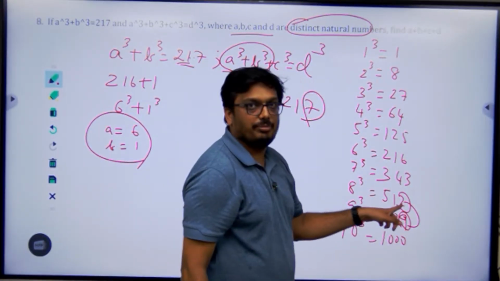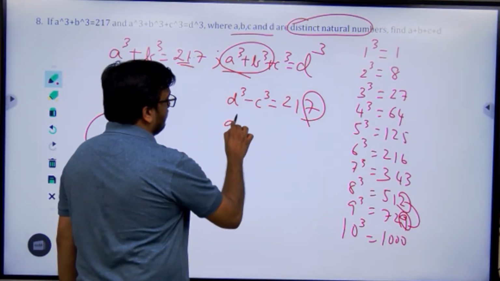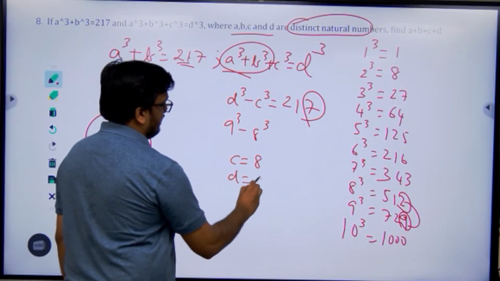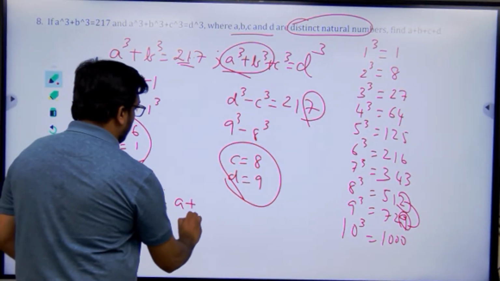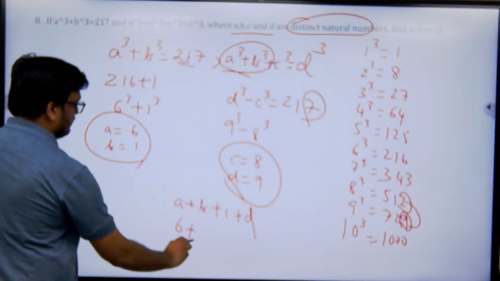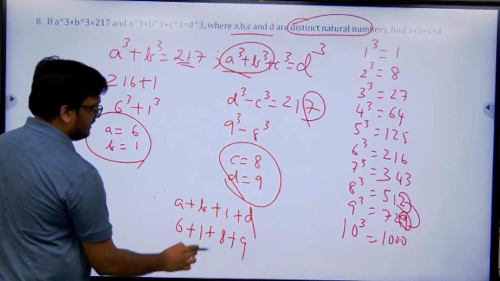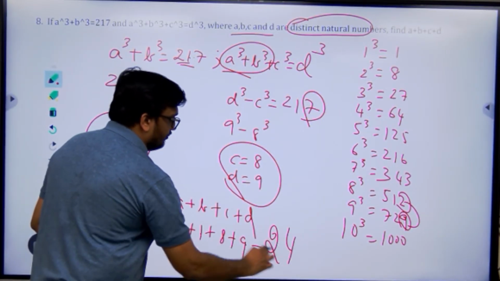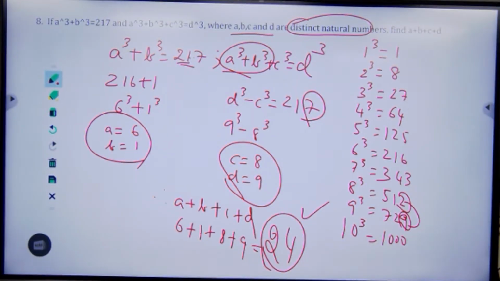9 minus 2, 7 means 729 minus 512 is 217. That is 9 cube minus 8 cube. C is 8, D is 9. Therefore, you should find the value of A plus B plus C plus D. A is 6, B is 1, C is 8, D is 9. 6 plus 1, 7, 15, plus 9, 24. Answer is 24 for this question.